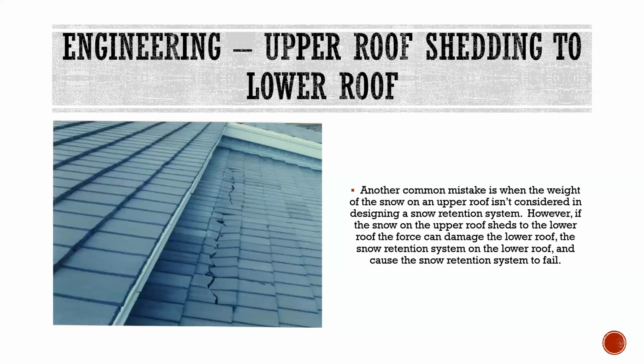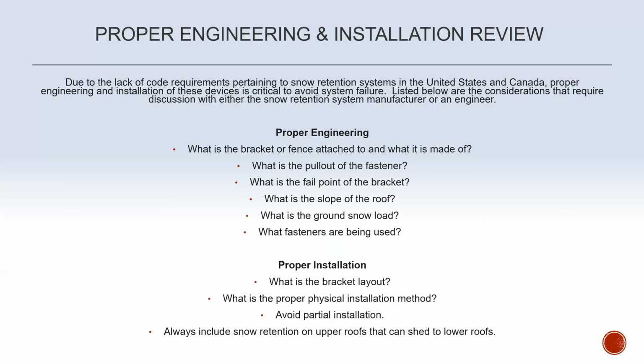Any type of weight from the upper roof to the lower roof, not considering that in your design of a snow retention system, can cause damage such as this. This is only about a 1.5-foot gap from that upper roof to the lower roof, and you're talking about a whole portion of your roof system that has full water intrusion and a whole lot of damage at that point as well.